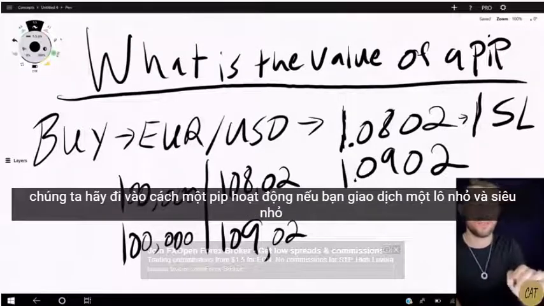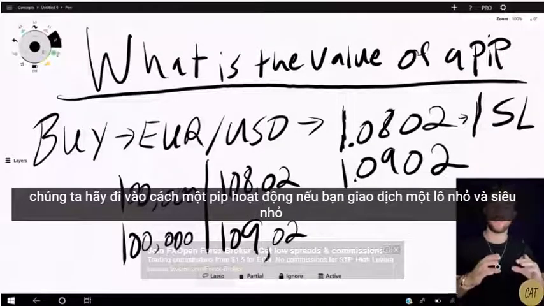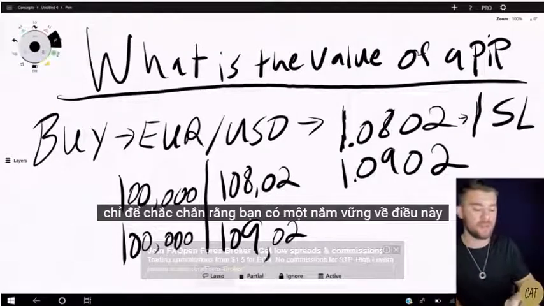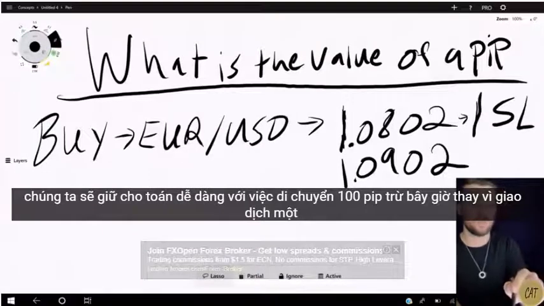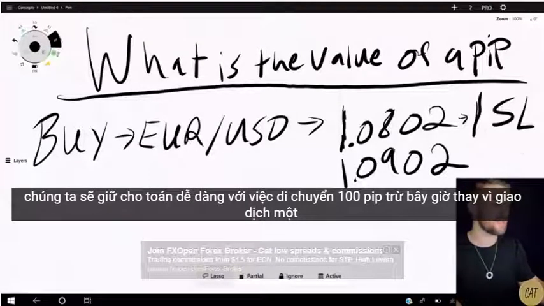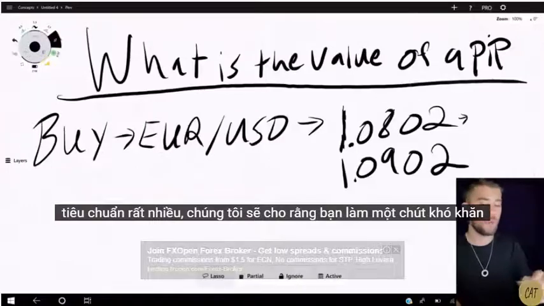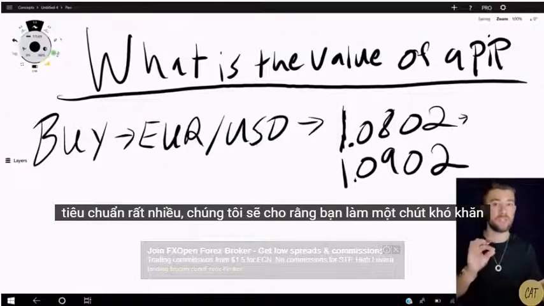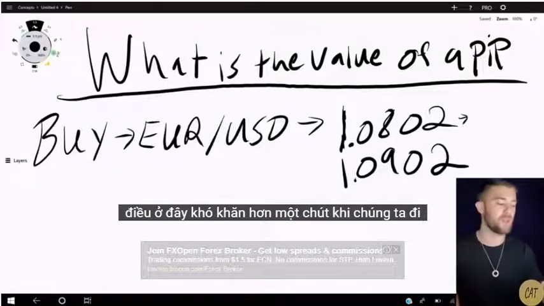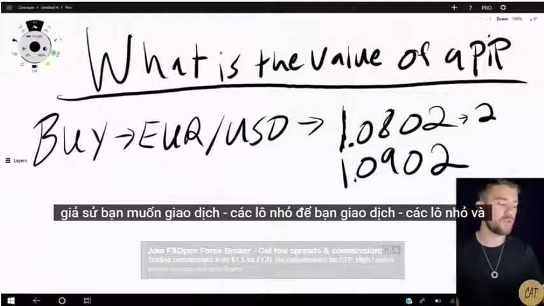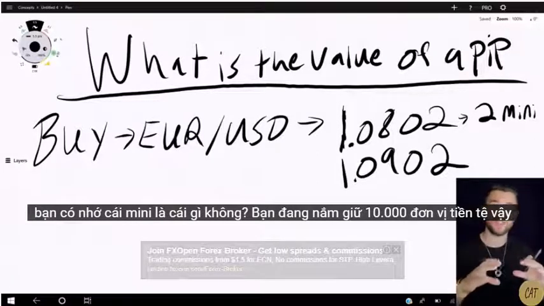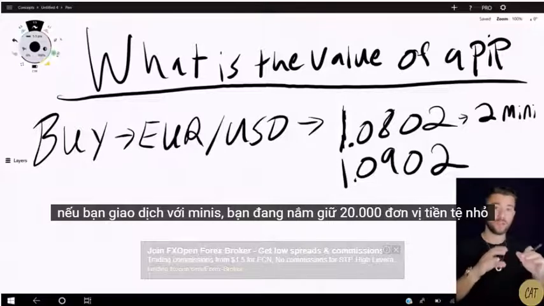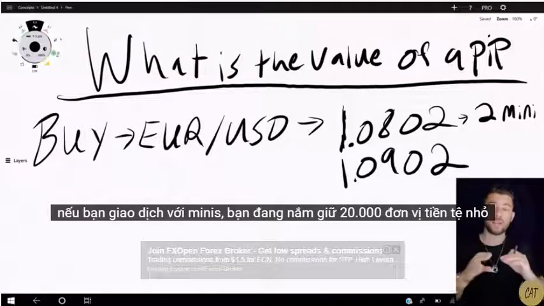Let's go into the way a pip works if you're trading a mini and a micro lot, just to make sure you have a solid grasp on this. We'll keep the math easy with a 100 pip move, except now instead of trading 1 standard lot, we're going to do a little more difficult thing. Let's assume you want to trade 2 mini lots. So you're trading 2 mini lots. And do you remember what a mini is? A mini is you holding 10,000 units of currency. So if you're trading 2 minis, you're holding 20,000 units of currency.